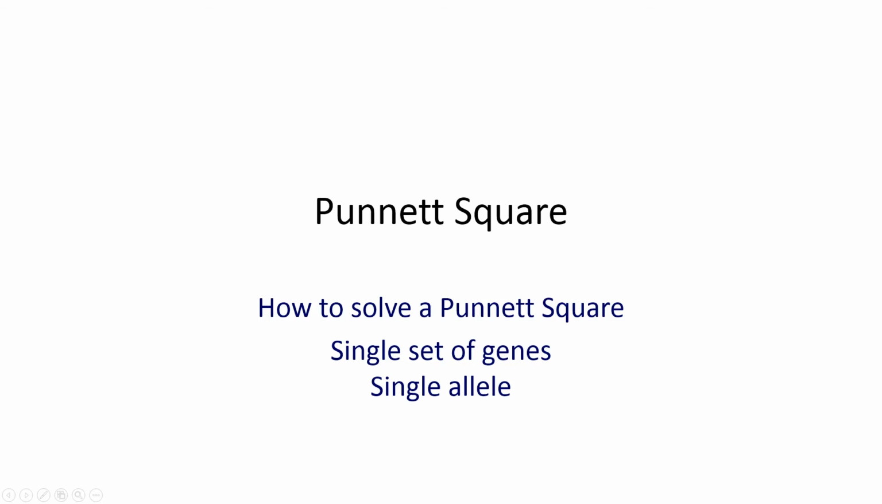A Punnett square is the way that we can see where genes arrange themselves in the offspring. In this example, we will take a single set of genes and see how they arrange in the offspring. First, there is some terminology that we need to establish.